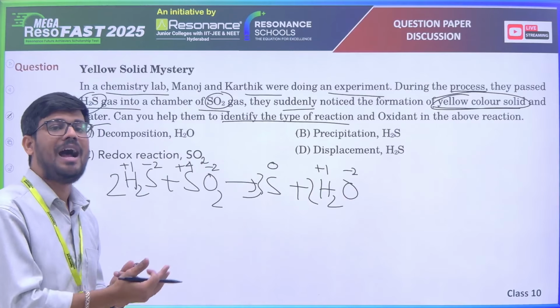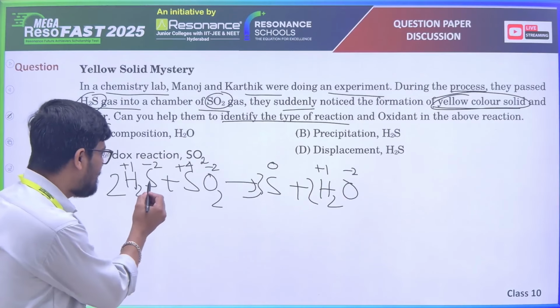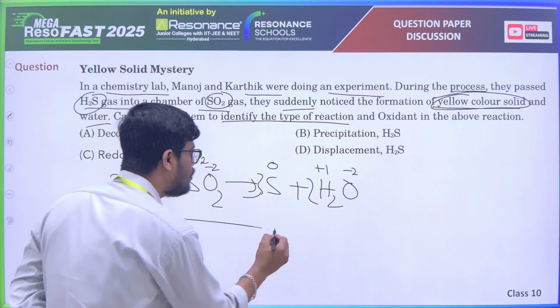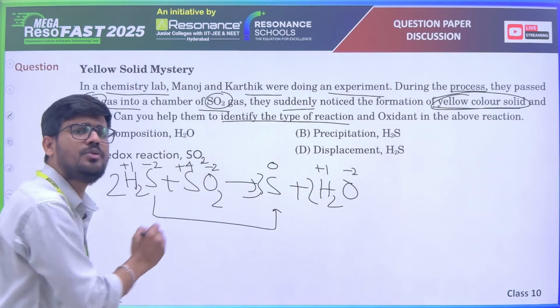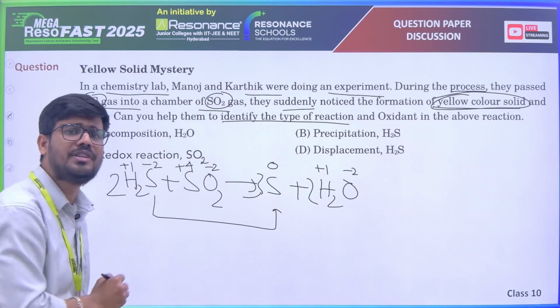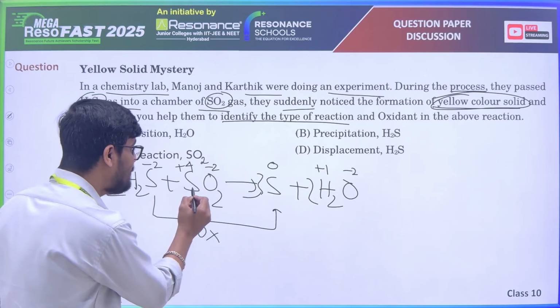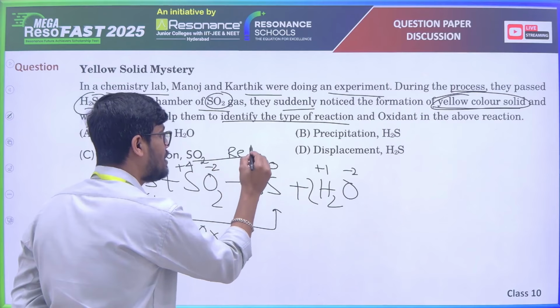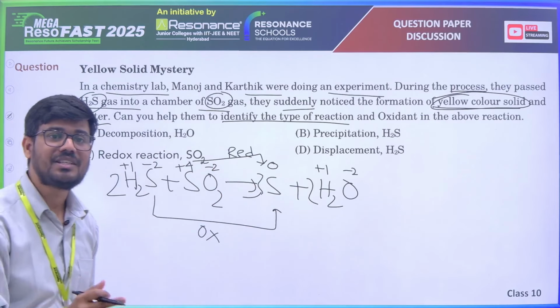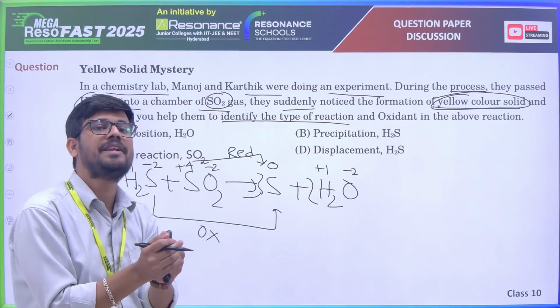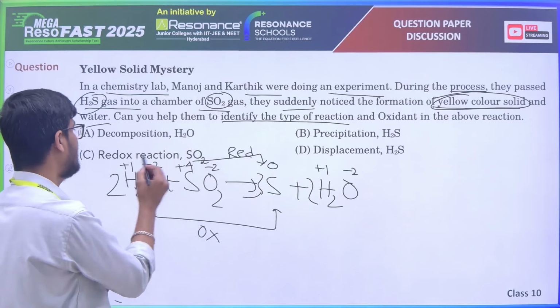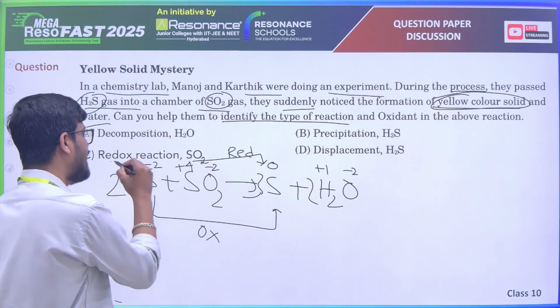Now, how will we identify what type of reaction this is? See, sulfur is changing its oxidation state. Here -2 to 0, what type of reaction is this? It is oxidation reaction. Whenever you consider sulfur +4 to 0, it is reduction. See, in the same reaction, oxidation and reduction both are happening together. So this reaction is called redox reaction. Now see the options, only option C has redox reaction.